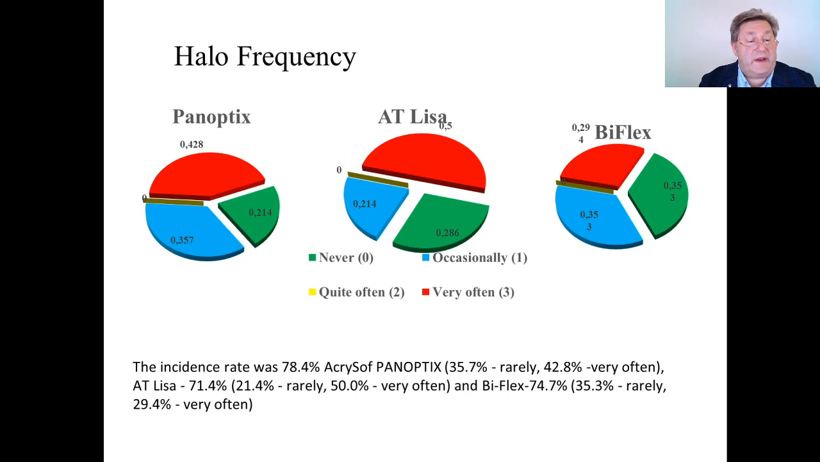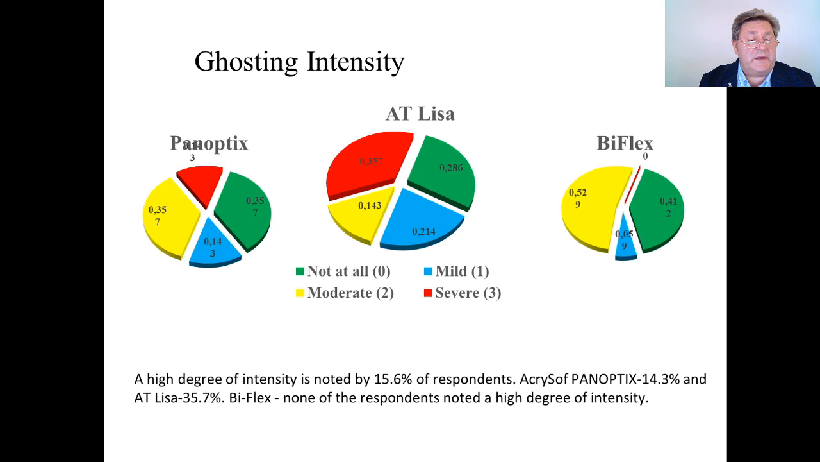The incidence rate of halos was 78% in Acqua Panoptics, 35% rarely, and 42% very often. At Lisa 71%, 21% rarely, and 50% very often, and B-flex 74%, nearly 75%, 35% rarely, and 30% very often. A high degree of intensity is noted by 15% of respondents: Acqua Panoptics 40%, and At Lisa 35%; in B-flex, none of the respondents noted a high degree of intensity.